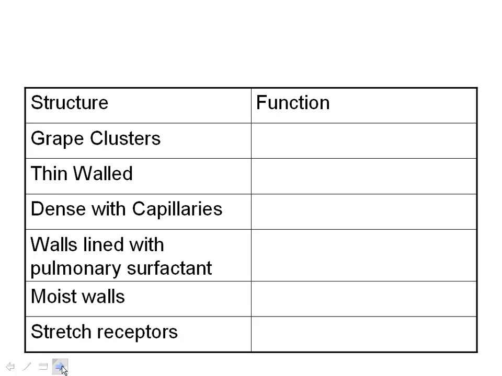Okay, the last thing we're going to finish with is the functions of these alveoli, more importantly the structure that allows it to have its specific functions. So if we look at the grape clusters, there's a lot of them bunched close together. This increases the surface area for maximum diffusion between carbon dioxide and oxygen. They're thin-walled, which also maximizes the diffusion rate, how fast they are, because it's nice and thin. They're dense with capillaries, which means there's lots of places for the oxygen and carbon dioxide to exchange, so it increases the gas exchange.